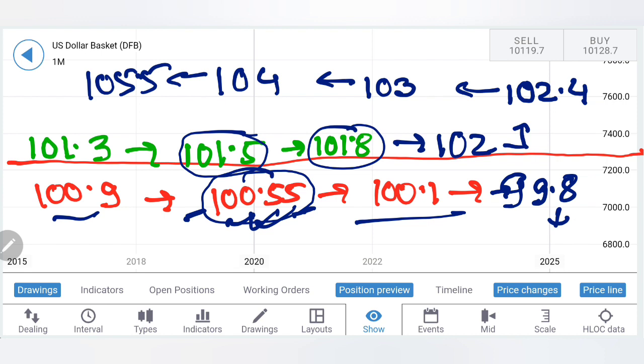There is a possibility of a recovery, there is a possibility of bullishness, there is a possibility that it can continue to rise from here. Take your trades accordingly, trade with a stop loss, trade with a trailing stop loss. On the upside, be cautious at 102.4, 103 levels. Take your trades accordingly.